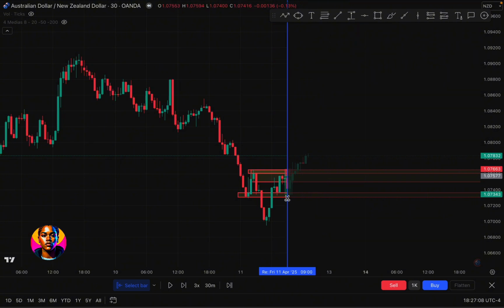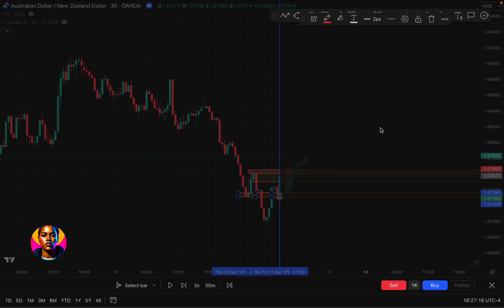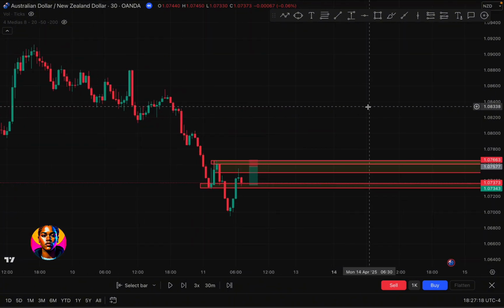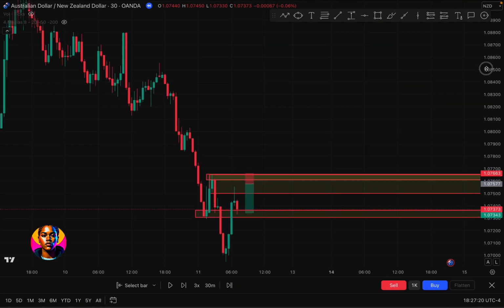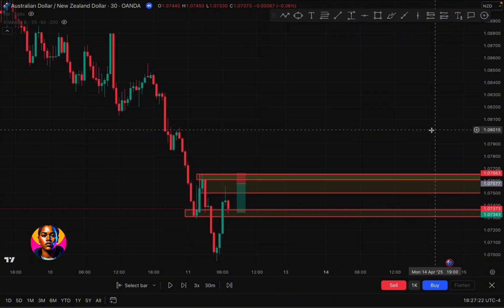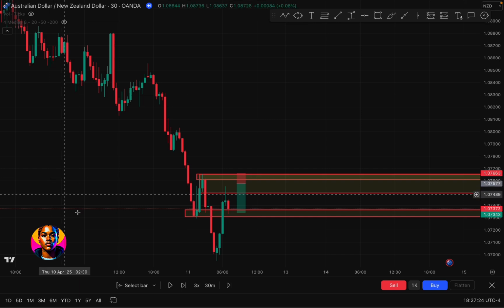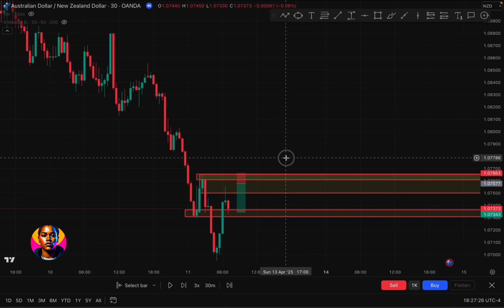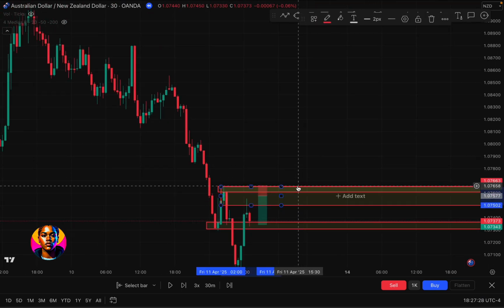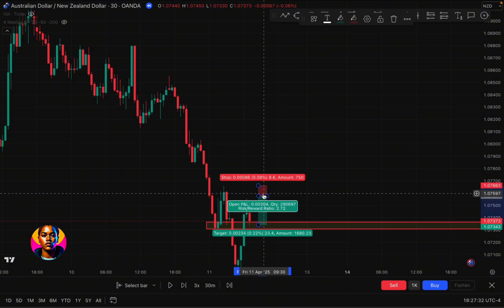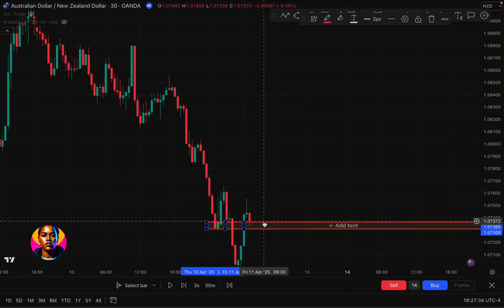So I came and I started doing my analysis around 7 a.m. in the market. So let's go ahead and go back to there. So the market was looking like this when we came into the market. So let's go ahead and delete everything and I'll just start over on how I took these trades.